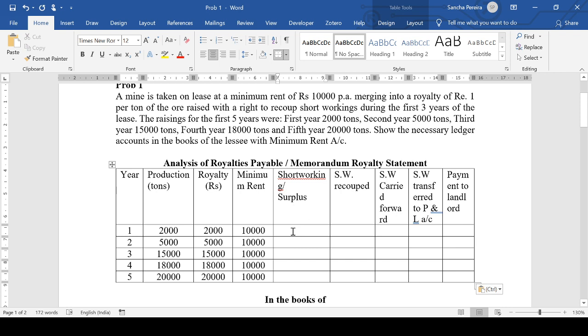Okay. Now in the first year, we have a short working or a surplus. Short working is what? When minimum rent is more than the actual royalty. Surplus will be when actual royalty is more than the minimum rent. In the first year, what do we have? Short working of how much? 8,000. 10,000 is the minimum rent, 2,000 is the actual royalty. So if it's a short working, I put it in brackets to show it as a negative figure.